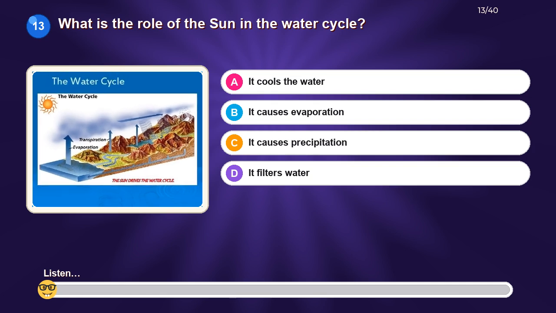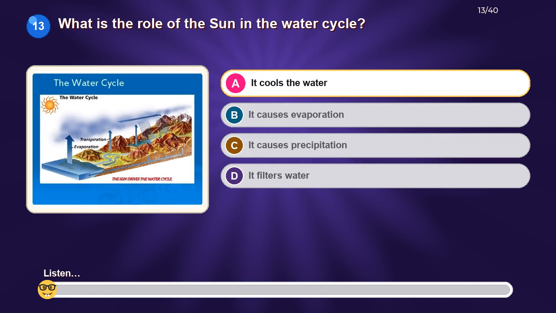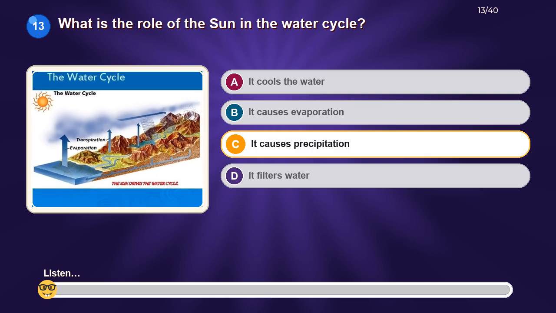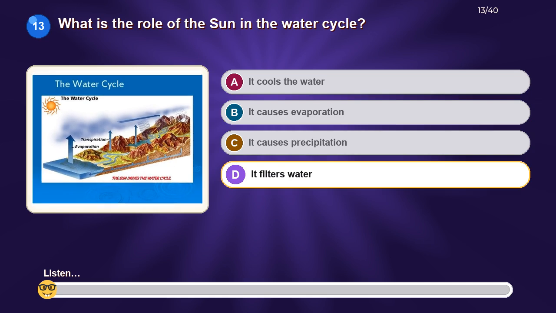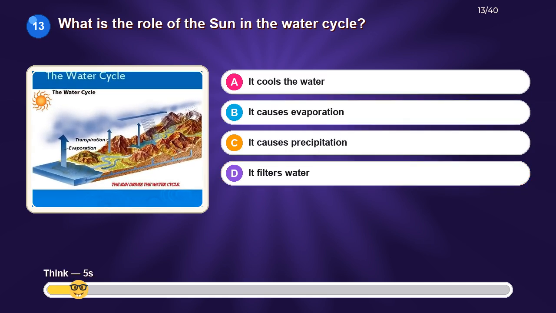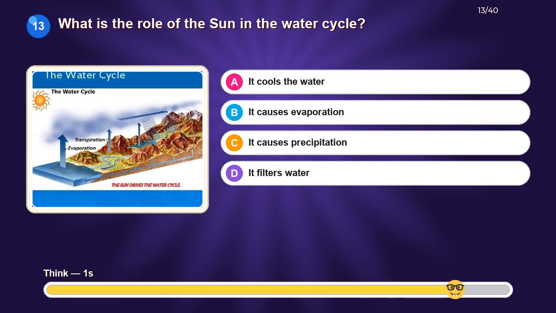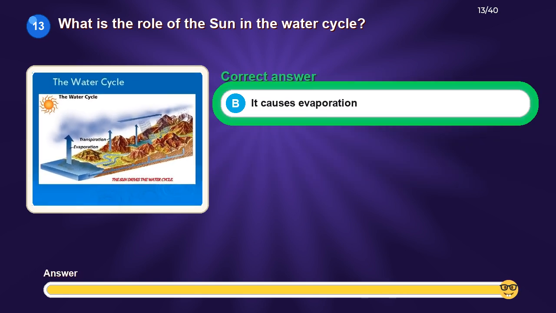What is the role of the sun in the water cycle? Option A, it cools the water. Option B, it causes evaporation. Option C, it causes precipitation. Option D, it filters water. The correct answer is, it causes evaporation.